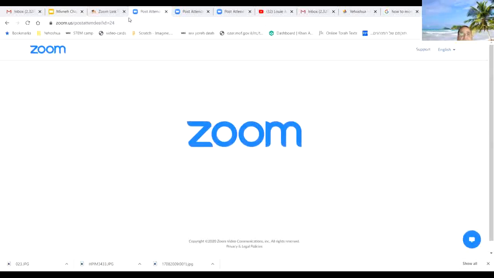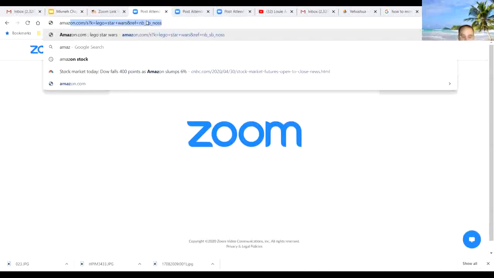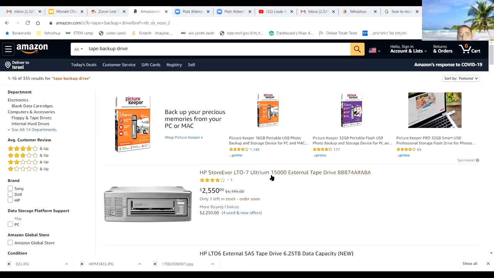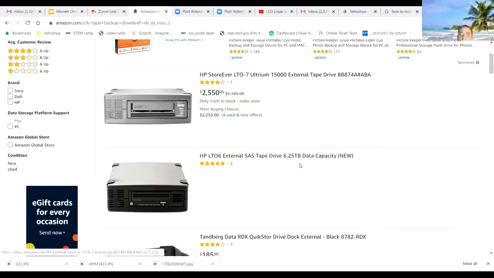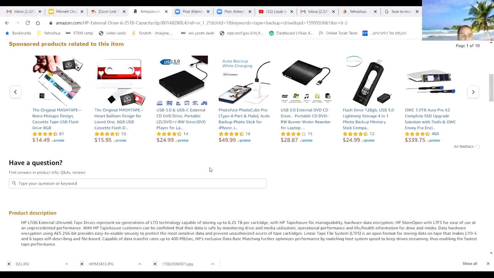Let's, for the sake of curiosity, go to Amazon and search for tape backup drive. See, you can still buy them. $2,000. It says for capacity, 6 terabytes. But what's the bit rate? Does it tell me? Megabytes per second. Where do you see that? Second to last line. Yeah, down there.